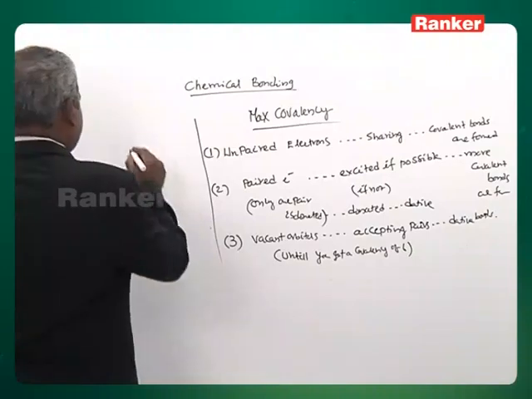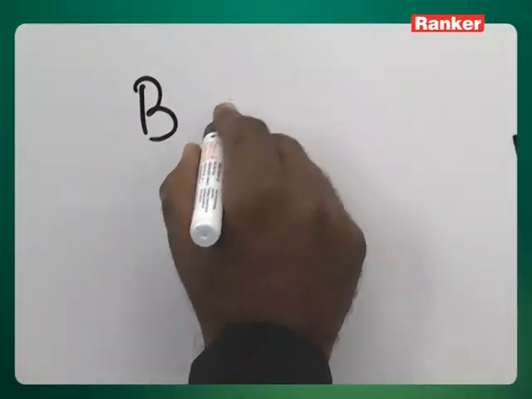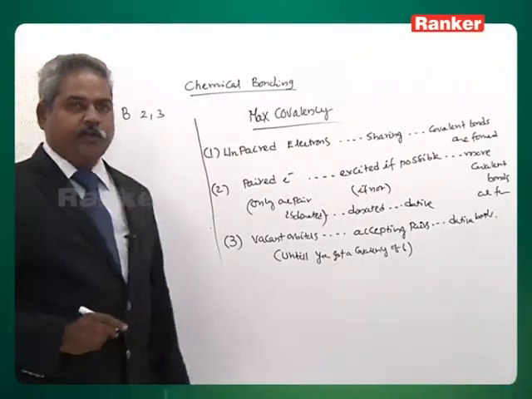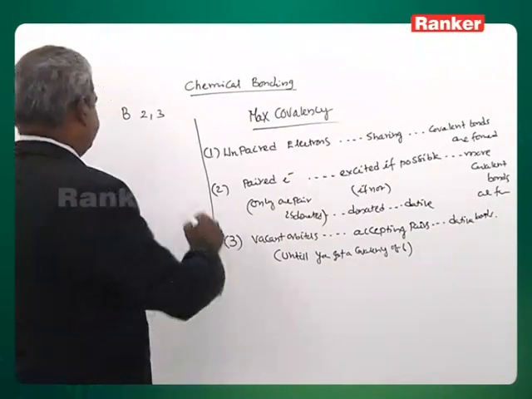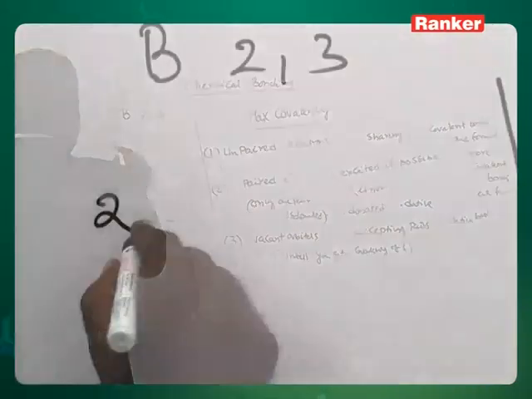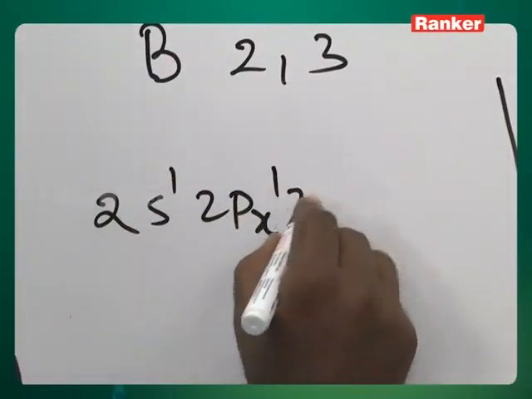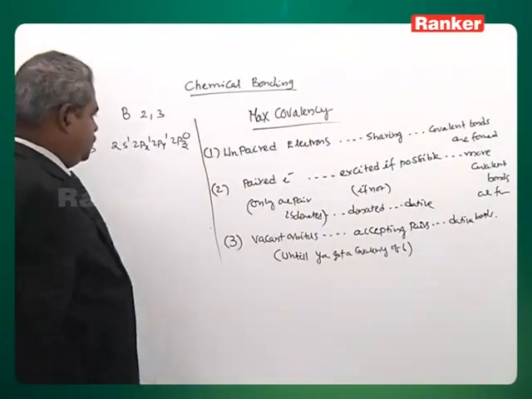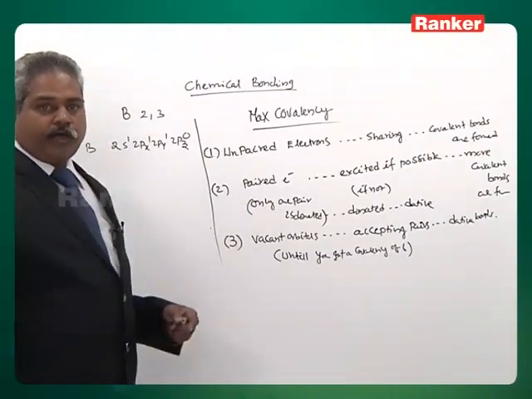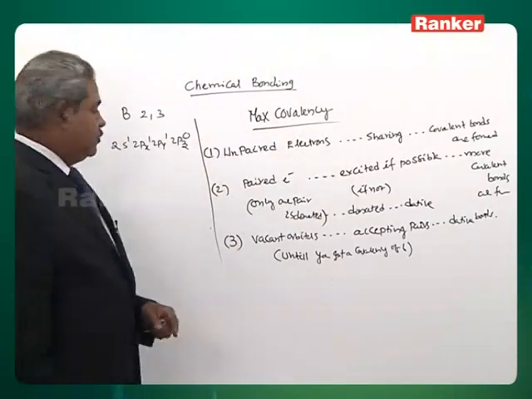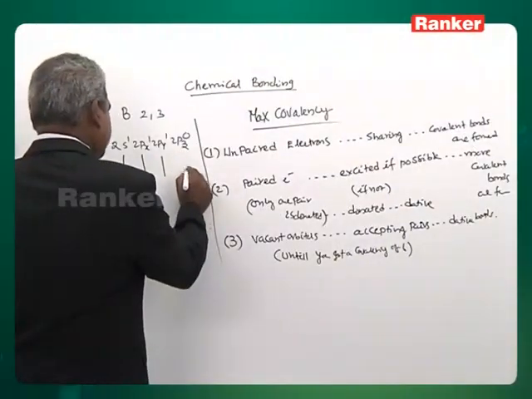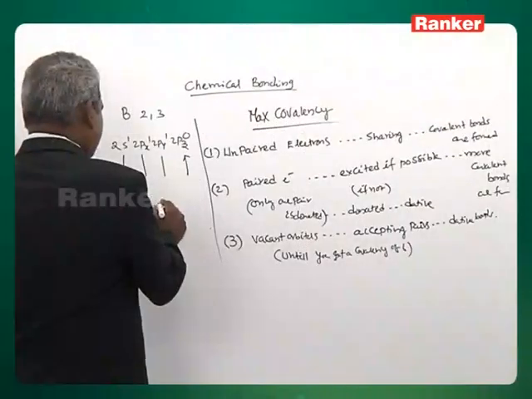So, let us look at the maximum covalency of boron. Boron has 3 electrons only in its outermost shell. Atomic number is 5. Number of valence electrons 3. 2s1, 2px1, 2py1, 2pz0. What is that boron can do? It has 3 unpaired electrons, and I told you unpaired electrons are used in sharing. So boron can share 3 electrons, and it has a vacant orbital, it can accept a pair of electrons. Therefore, the maximum covalency of boron is 4.